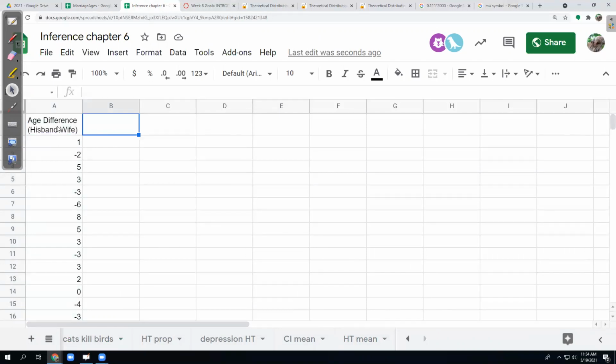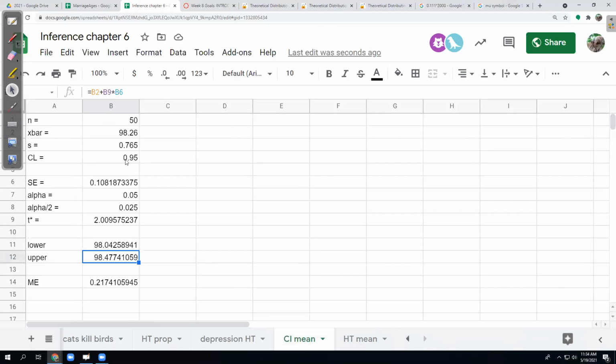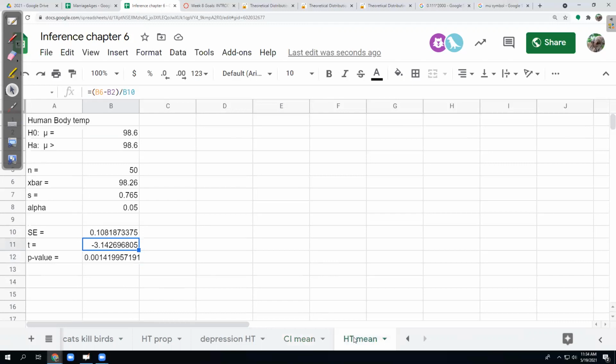Okay, so the stuff to do with this. So we have this confidence interval for a mean sheet here that we can reuse. We have this hypothesis test for a mean here that we can reuse.